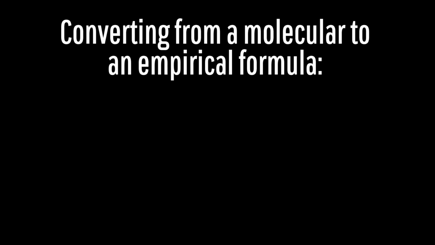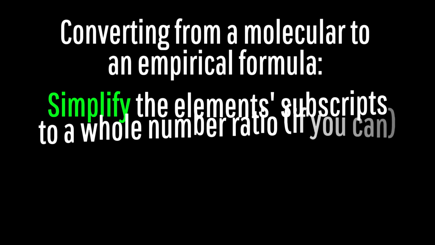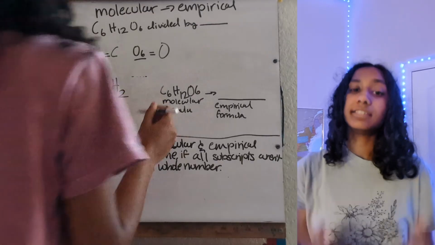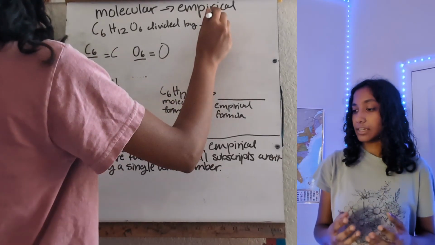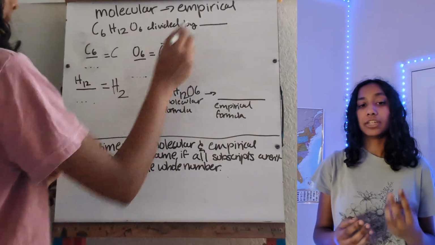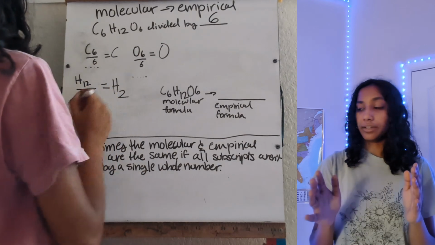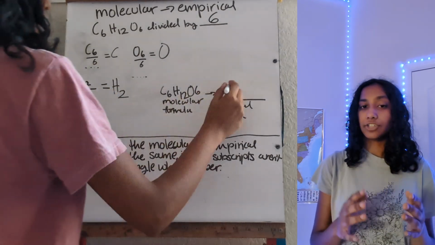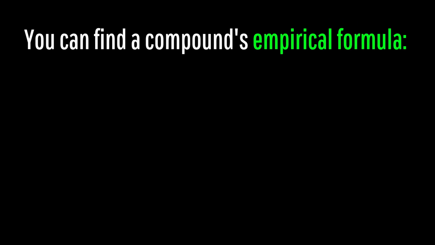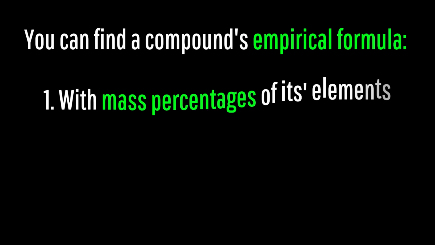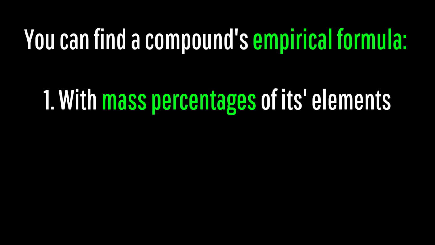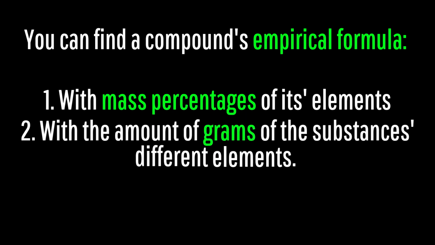You can also convert the molecular formula to the empirical formula by simplifying it into a whole number ratio if you can. In C6H12O6, you can divide the carbon, hydrogen, and oxygen subscripts by 6 to give you a 1:2:1 ratio of carbon, hydrogen, and oxygen atoms. You can also find the molecular formula for a substance if you're given the mass percentages of a substance, or if you're given the amount of grams of a substance's different elements.